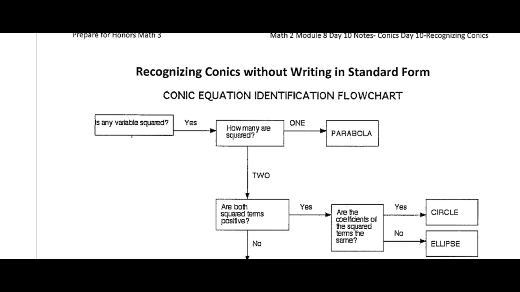All right, the last day of conics is basically looking at equations and recognizing, just from the equation without it in standard form, what type of conic it will be. Now with this, there's a couple of things we've got to worry about. One is any variable squared. Obviously with all these conics, there's going to be at least one variable squared, right? So how many variables are squared? That's the next question. If there's one variable squared, right away it's a parabola.